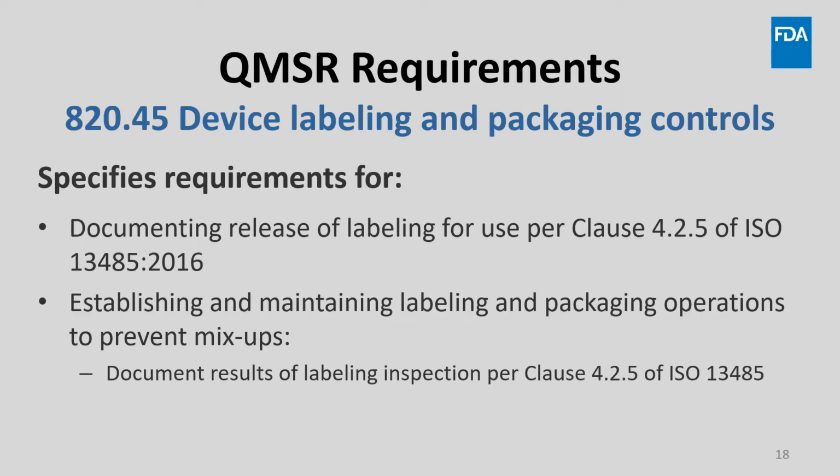In addition, Section 820.45 specifies requirements for documenting the release of labeling for use in accordance with Clause 4.2.5 of ISO 13485. It requires the establishment and maintenance of labeling and packaging operations to prevent any mix-ups, ensuring the integrity and accuracy of product information. It requires that results of labeling inspections be documented as per Clause 4.2.5 of ISO 13485, thus ensuring that the device's label contains accurate information as specified in the medical device file.